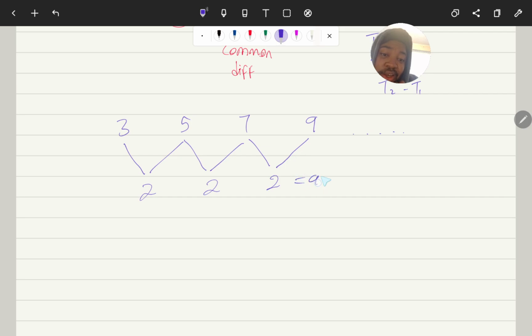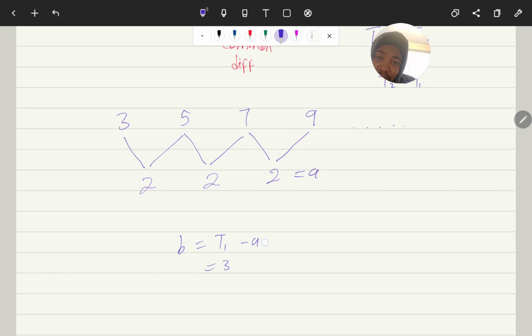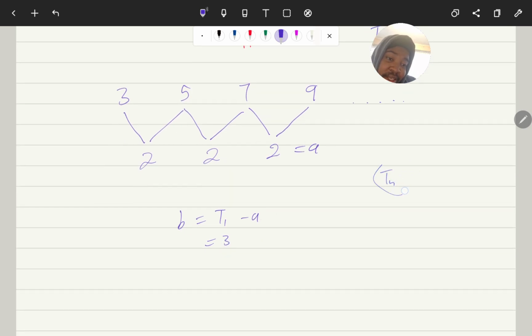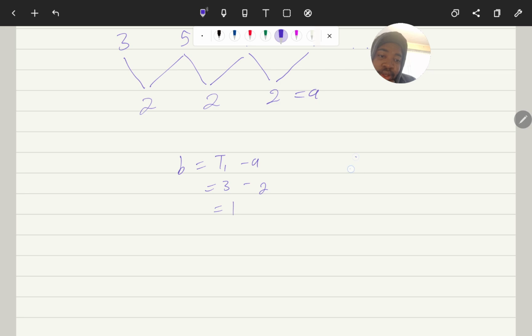So this is a, which is our common difference. We have found our a. The next thing we need to find is b, which I said is term number 1 minus a. Term number 1 is 3. I did say that tn is the term value for the nth number, so when it says t1, we are looking for the term value of term number 1. So 3 minus 2, the answer is 1. Therefore tn equals 2n plus 1.